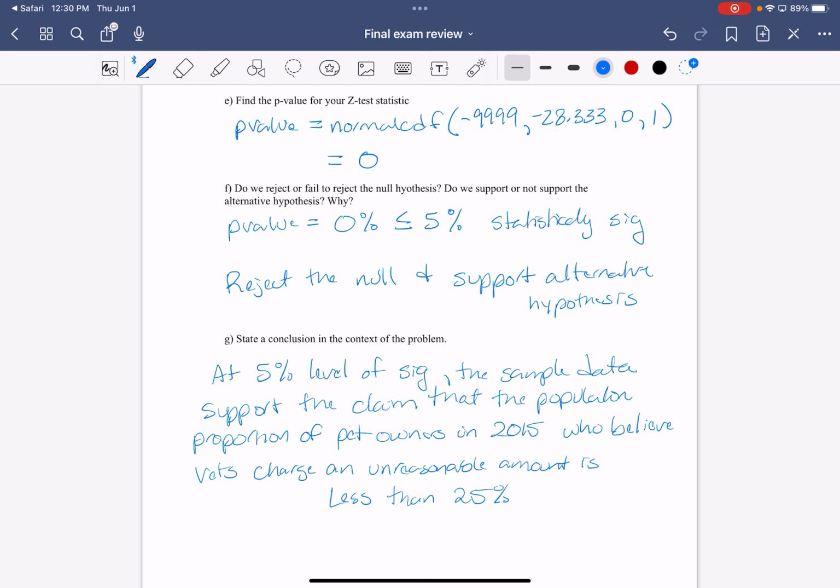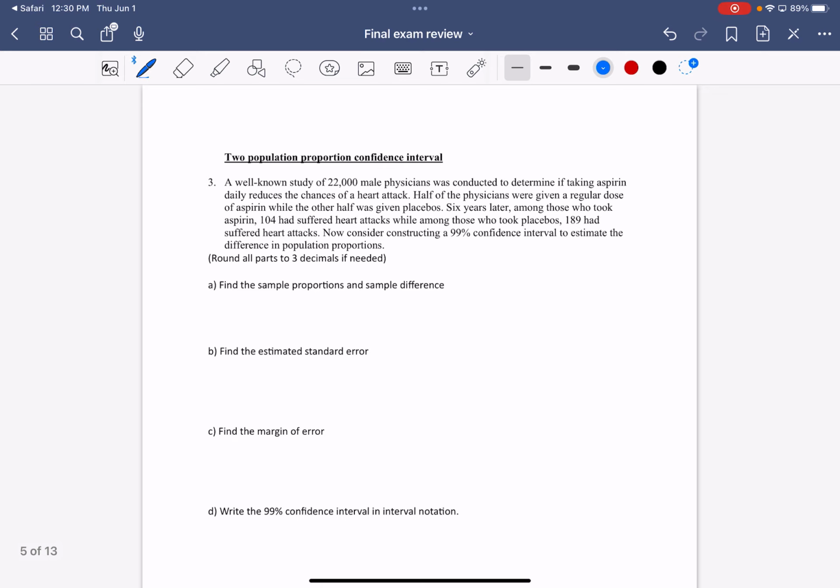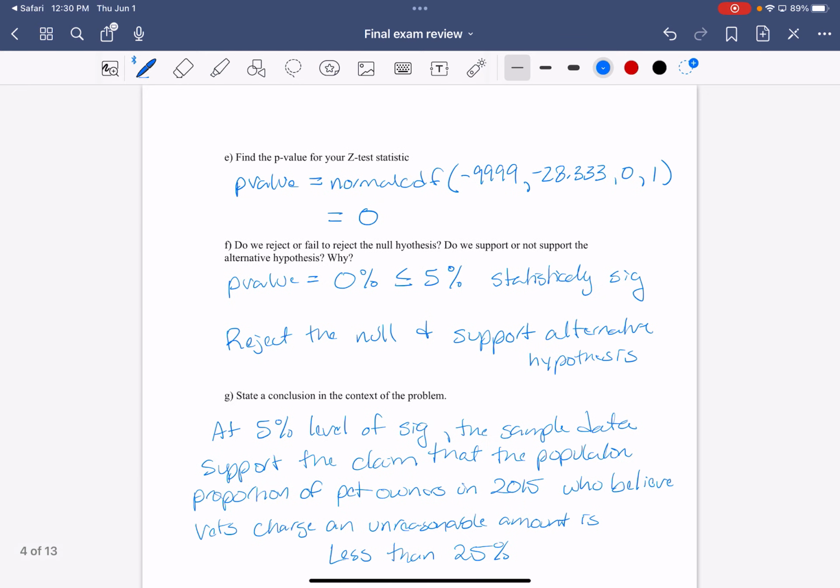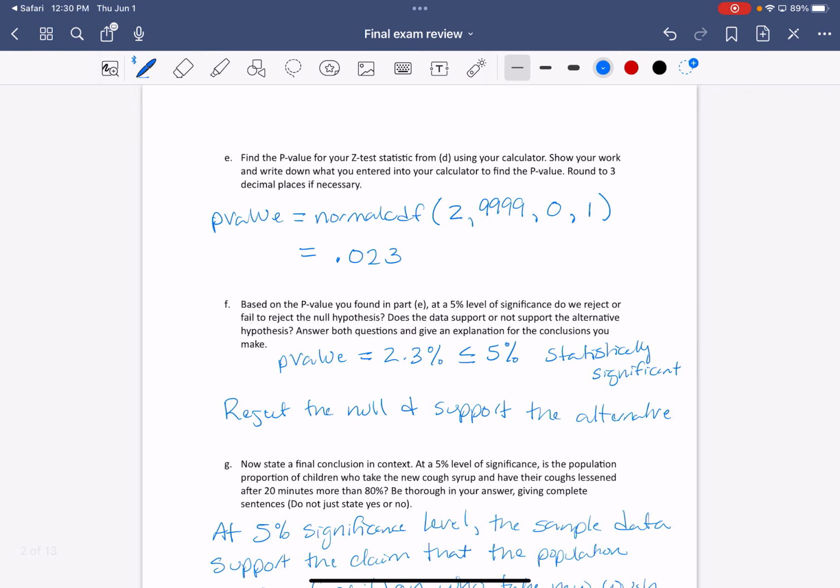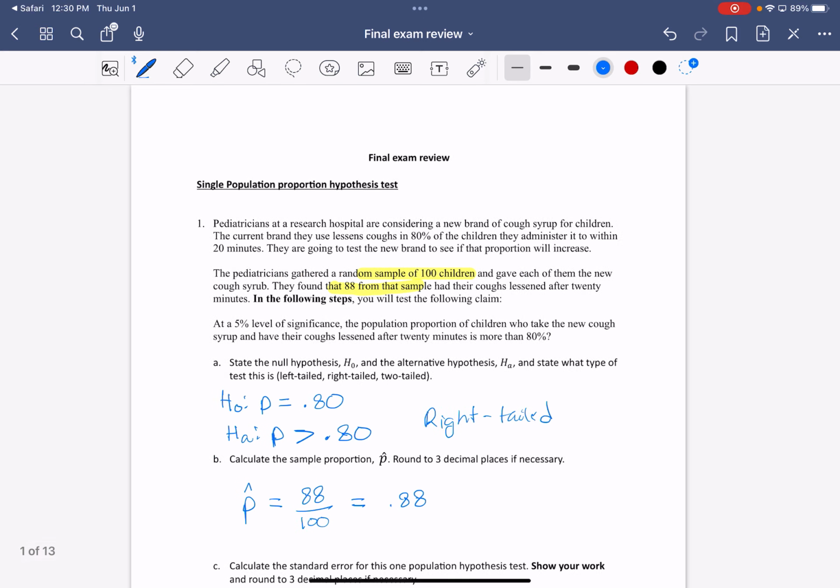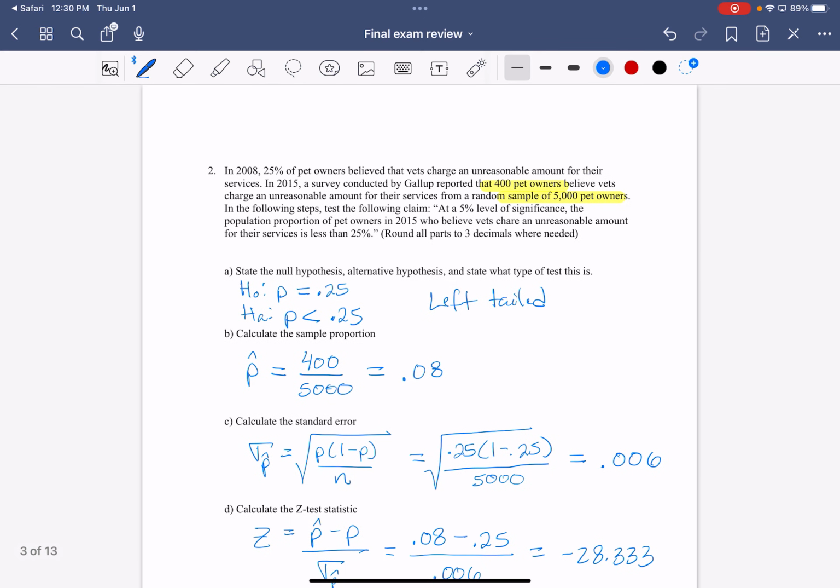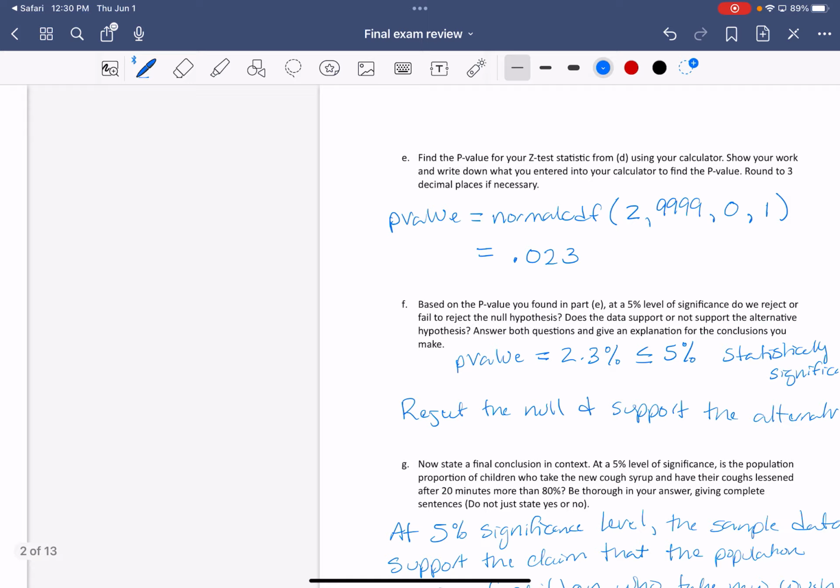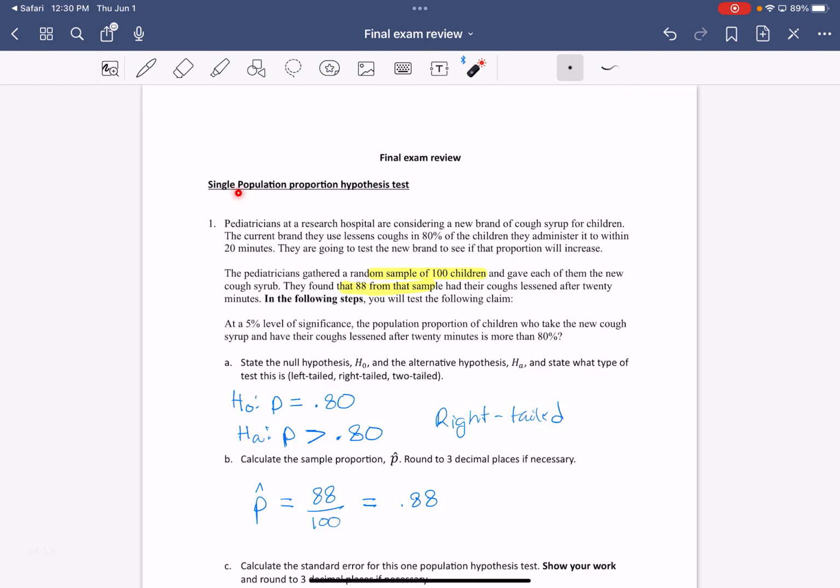Any questions? All right, let's keep going. There will be one free response question similar to these type of problems, one free response question from that topic that we just did, okay?